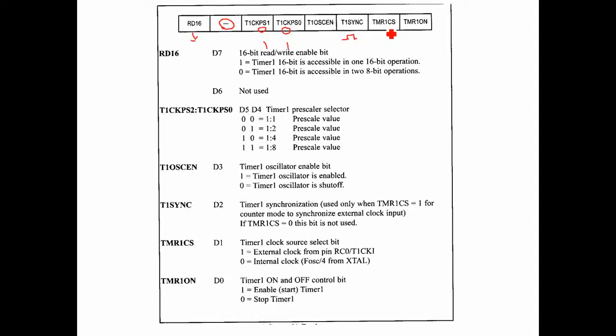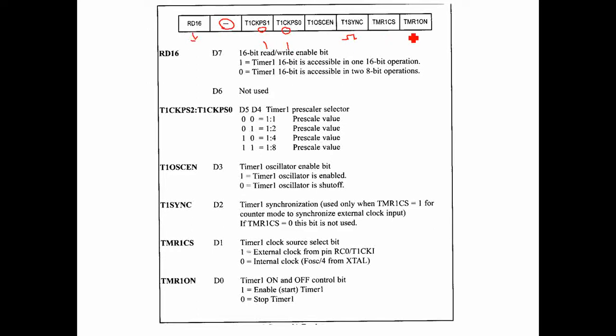And the D1 bit is the timer 1 clock source. The timer 1 clock source can be internal or external. Just like in the case of timer 0, the clock source can be internal or external. You set 1 for external and 0 for internal.